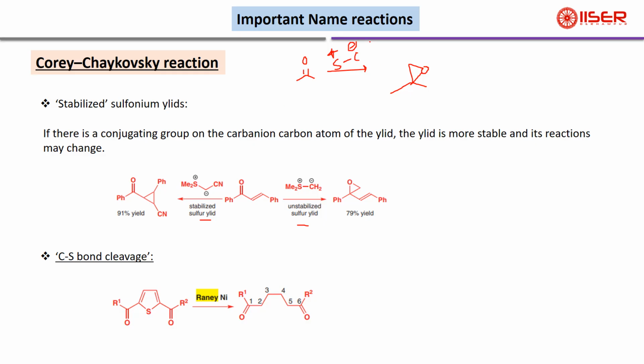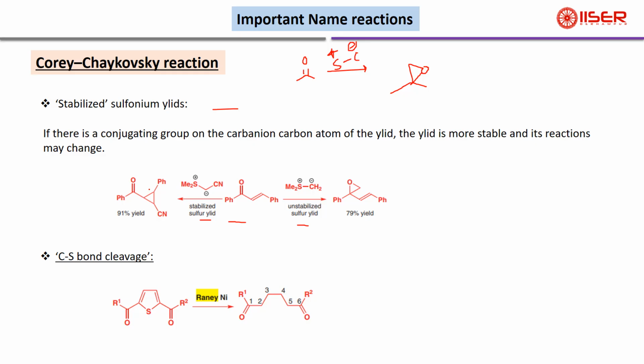Now suppose this reaction is taking place with an alpha beta unsaturated ketone. Instead of this simple ketone, you are taking an alpha beta unsaturated ketone and adding two sets of reagents. One is unstable ylide, one is stable ylide. If you are adding unstable ylide, the reaction will be normal like the other. The epoxidation will take place. But if you use a stable ylide, the carbonyl group will not react, rather the alpha beta unsaturated double bond will undergo the cyclopropanation reaction.